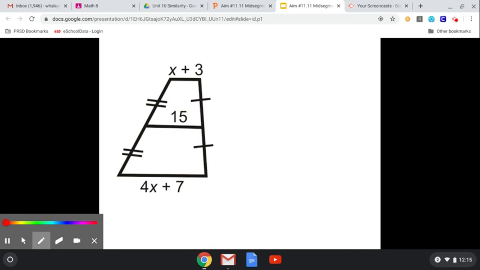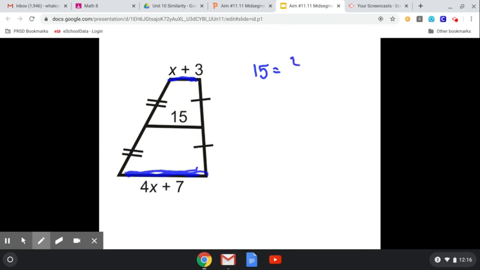Another mid-segment question. This time they give us the mid-segment. The question is solve for x again. If you want to pause the video and try it on your own, you can. I'm simply going to go ahead and solve it. Let me do it in blue this time. The mid-segment, 15, is equal to the average of the two bases. Well, this time my bases aren't numbers, they're expressions, but no big deal.